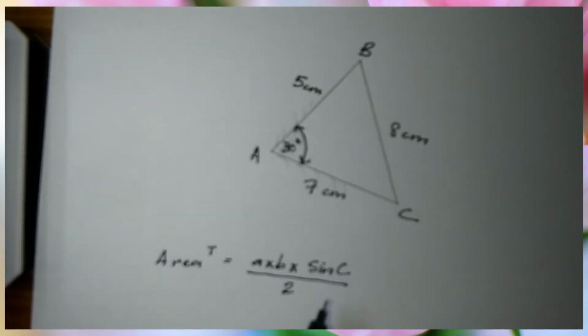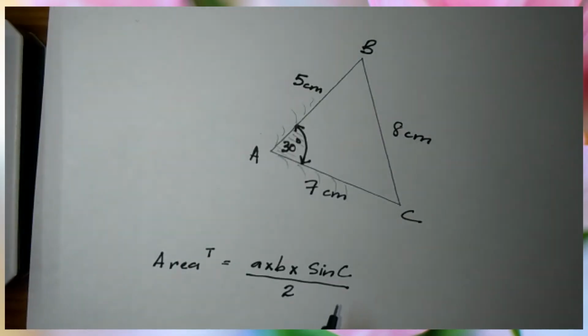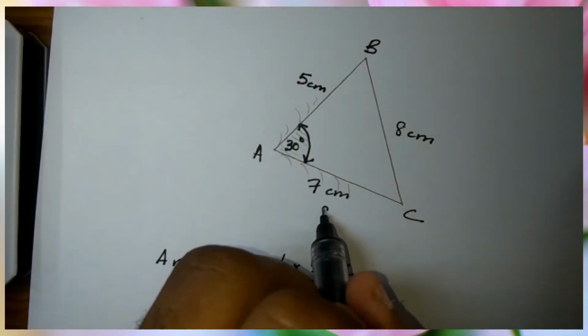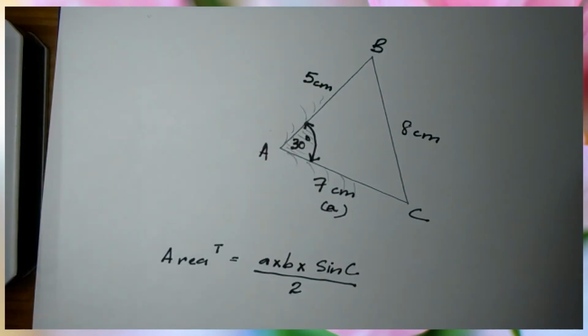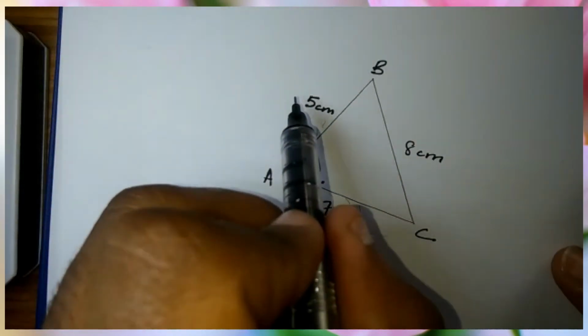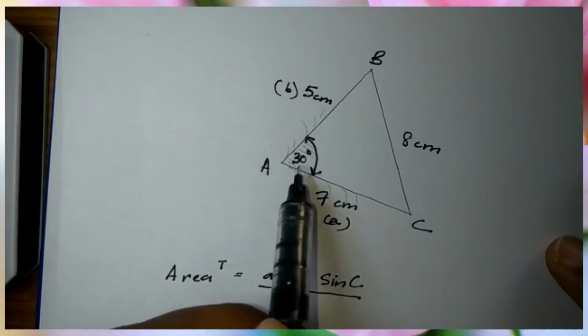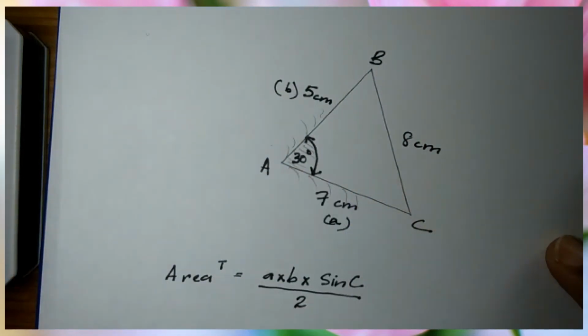Now, I need to identify where is my a, my b, and my c. So I'm just going to label it for my purposes. I'm going to label this as a. That's my eyelash. I'm going to label this as b. That's my next eyelash. And c really is going to be my angle, my 30 inside of there.